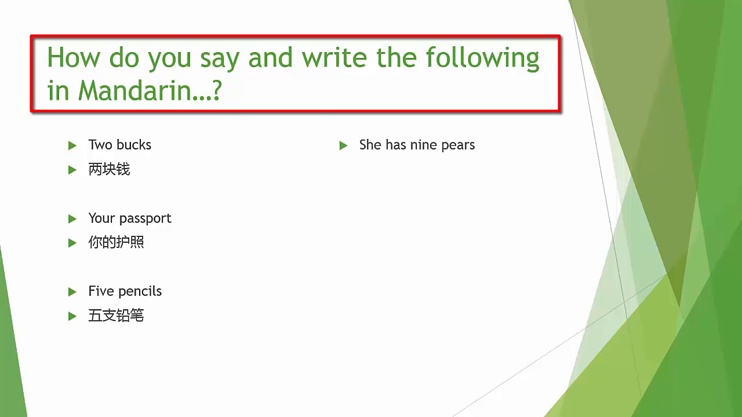Next one. How do you say she has 9 pears? It is 她有9颗梨. So now you are starting to build more and more sentences. So let's see what's next. It will be more challenging next.